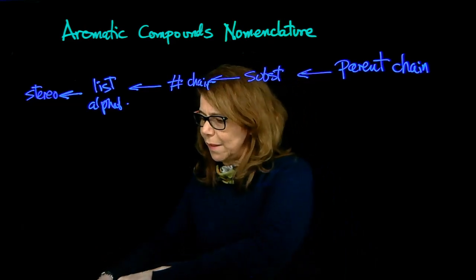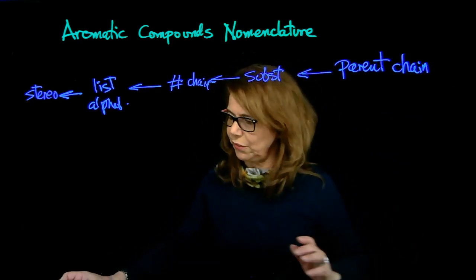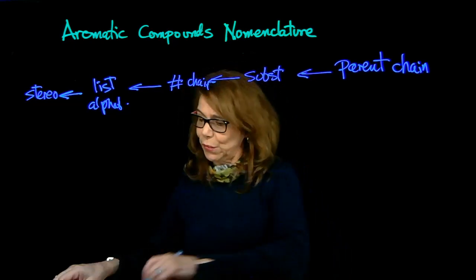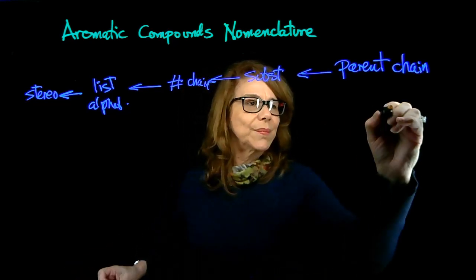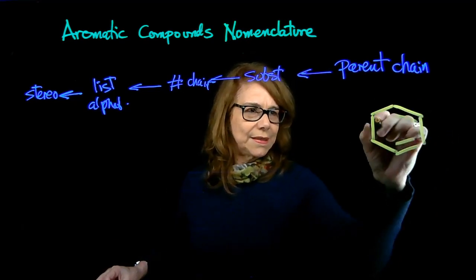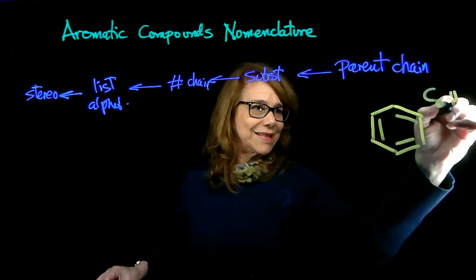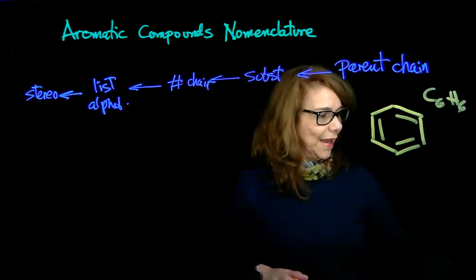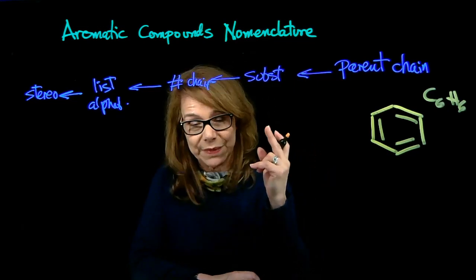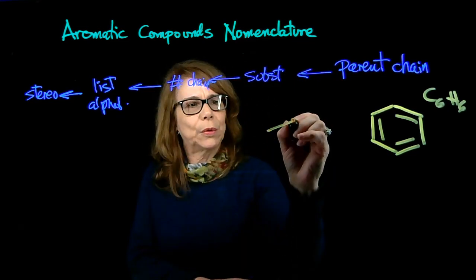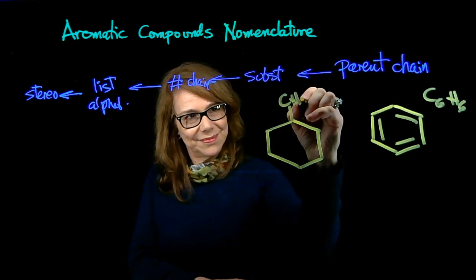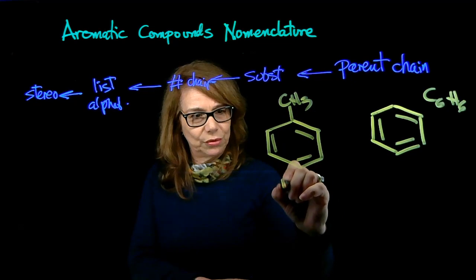So what are those parent chains in those aromatic compounds? There will be a few that we need to learn. Of course, we have benzene, and here is your C6H6. It's benzene, right? But there will be a few more that already have one substituent that have names that we need to be using. For example, methylbenzene is called toluene.